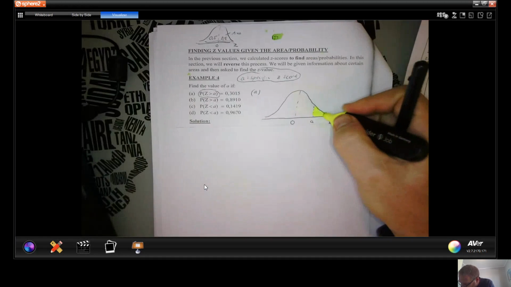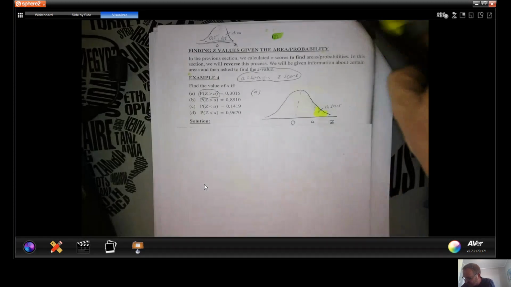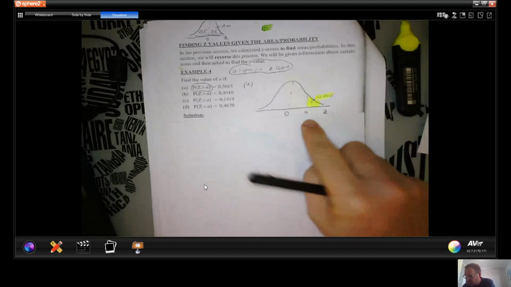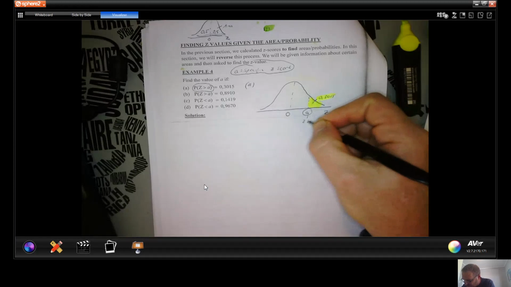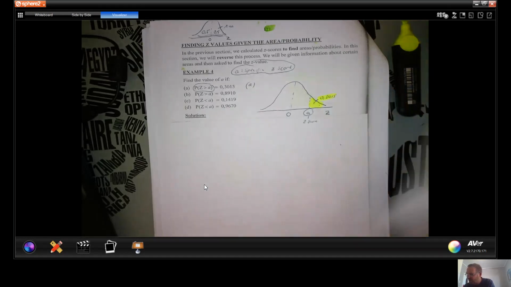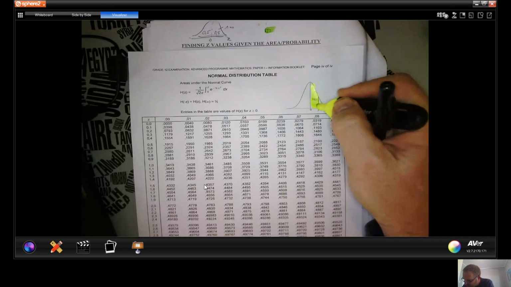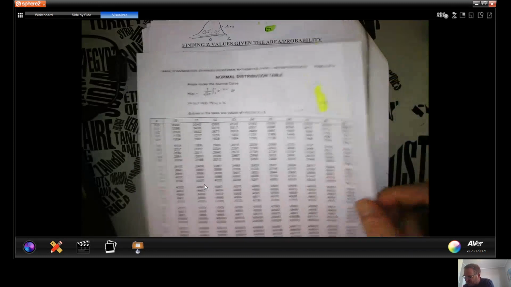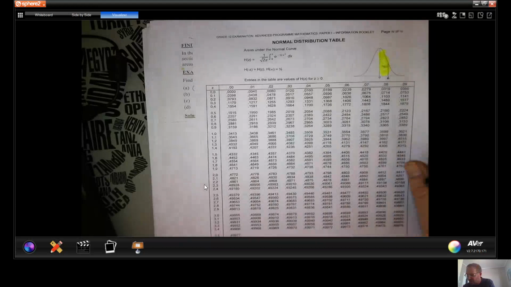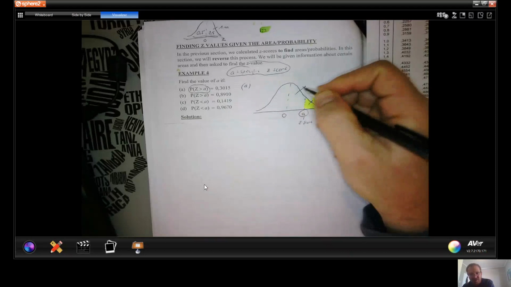So this area here is 0.3015. That's the area we're given, and you want to know what the Z score is. What's that Z score so that you get that area to the right of it being 0.3015? Now remember, the table reads off the area between 0 and a particular Z score. So the table, these are your areas over here. Your table works with that. So your table will give us this area.